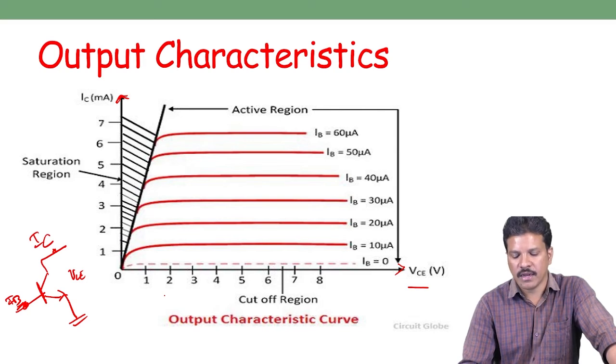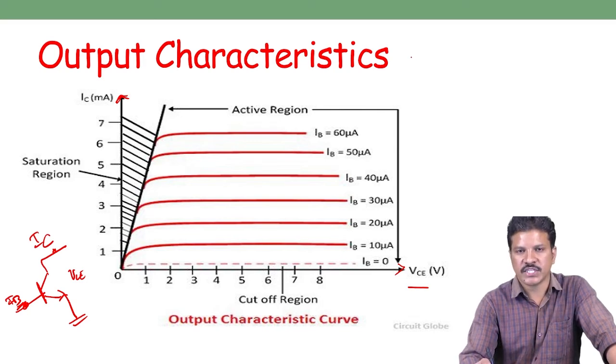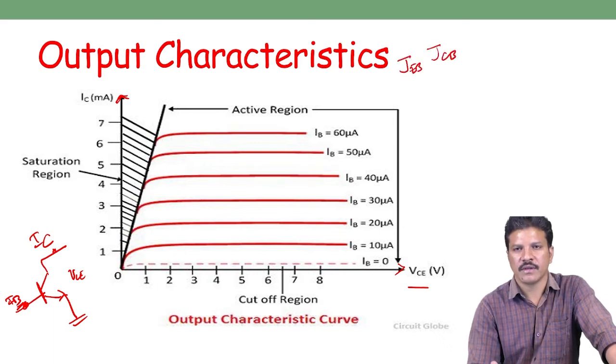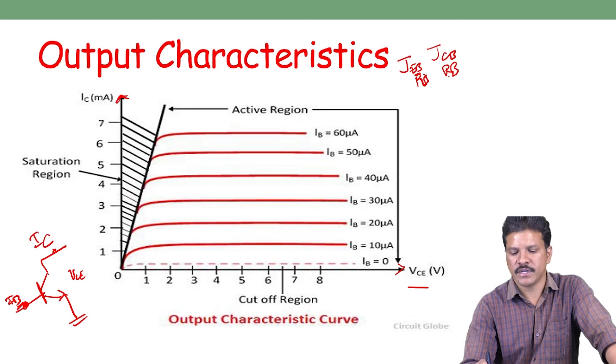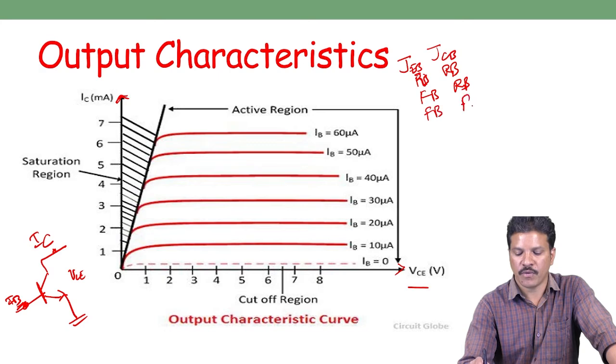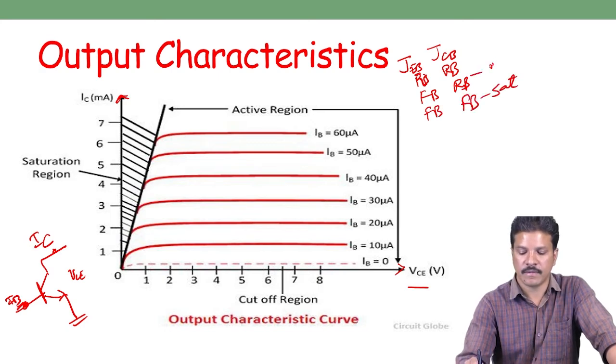As I said earlier, when the two junctions, the emitter-base junction and the collector-base junction, are both reverse biased, it is the cutoff region. Forward and reverse is the active region. Forward and forward is the saturation region.